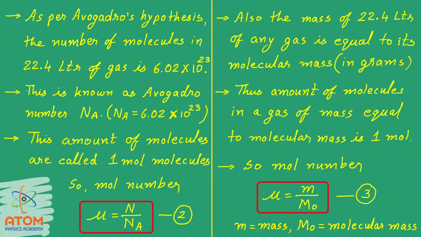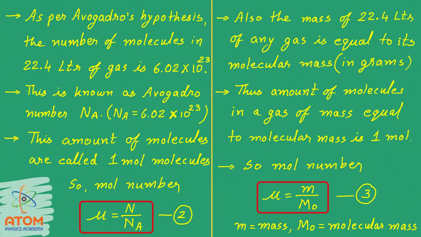Now let us discuss about Avogadro's hypothesis. As per Avogadro, the number of molecules in 22.4 liter of any gas is 6.02 × 10^23. It's a wonderful hypothesis, I would say, that for any gas, if the volume is 22.4 liter, then the number of molecules inside that gas will be 6.02 × 10^23 only. This number is also known as Avogadro number Na. So Na is 6.02 × 10^23.